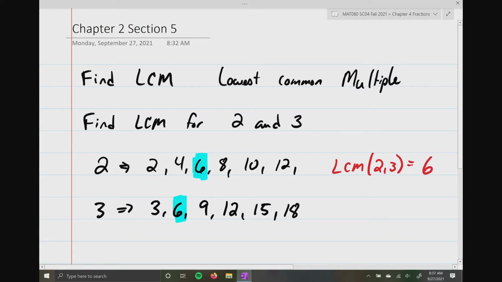Okay? Now, here's what's nice, Kim. These numbers are small, 2 and 3. What happens when the numbers get large? Do you really want to be writing out these multiples in this big roster and then trying to find the smallest one? I agree with you. I want to work smarter, not harder. All right? So there is another way that we approach this, and it's called the prime factorization method.